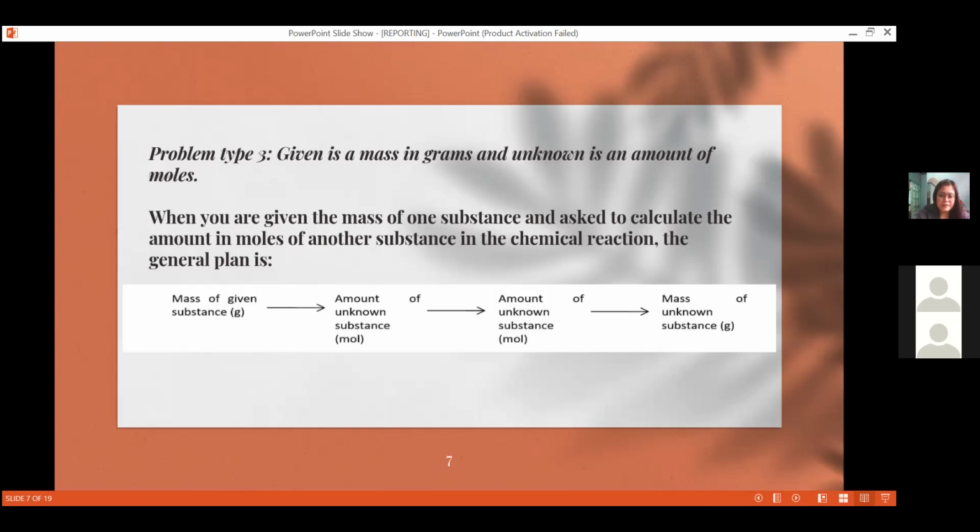So for problem type number 3, the given is a mass in grams and the unknown is an amount in moles. So when you are given the mass of one substance and asked to calculate the amount in moles of another substance in the chemical reaction, the general plan is the mass of given substance in grams should yield an amount of unknown substance in moles, and then it should yield the mass of unknown substance in grams.